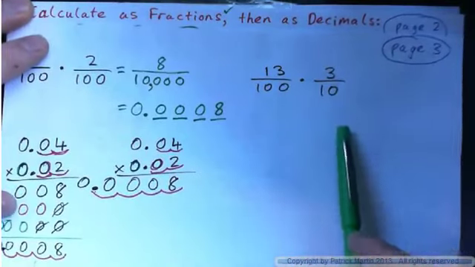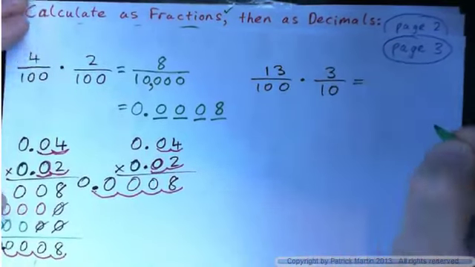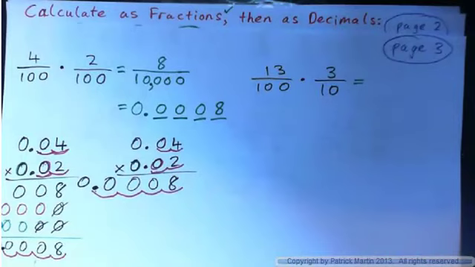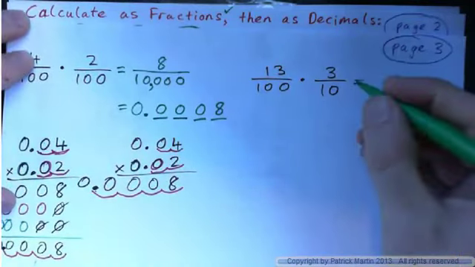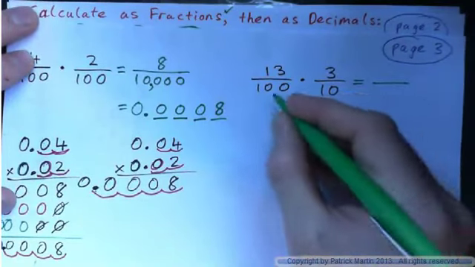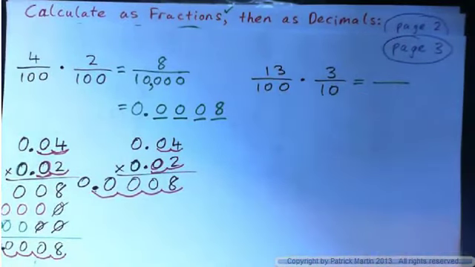13 hundredths times 3 tenths. Multiply these out and get a fraction. First step. So calculate this as a fraction, then write it as a decimal, and then calculate the whole thing using decimals. So I should have said calculate using fractions, then using decimals, right? Okay, so the bottom, 100 times 10. If you had 10 $100 bills, what would you have?